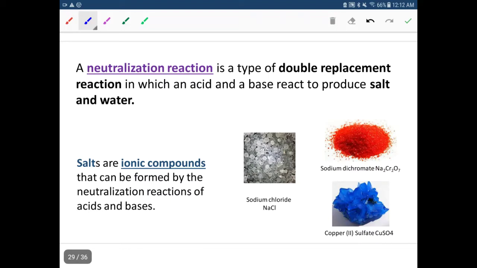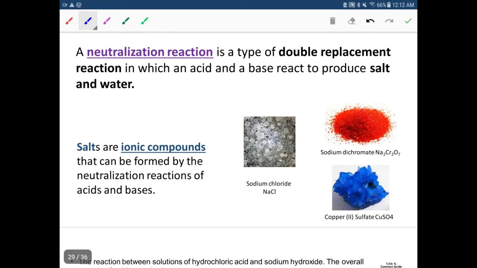Alright, so this video is going to be on neutralization reactions. Neutralization reactions are a type of double replacement reaction. If you remember from double replacement, it's when one part of a reactant switches place with another part of the other reactant.